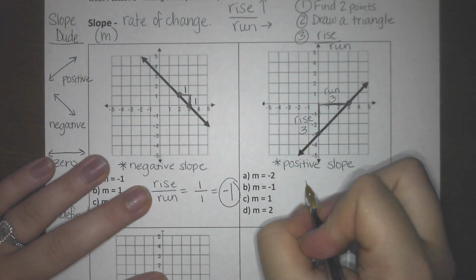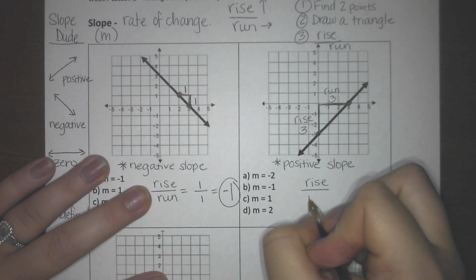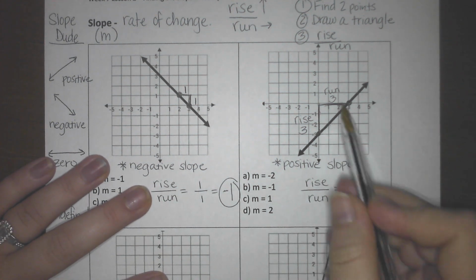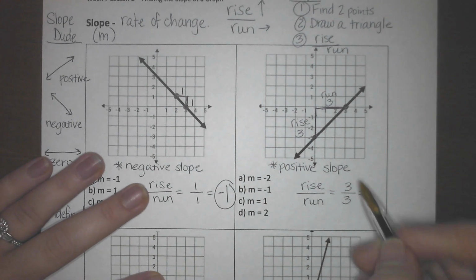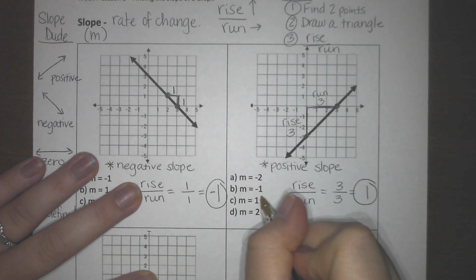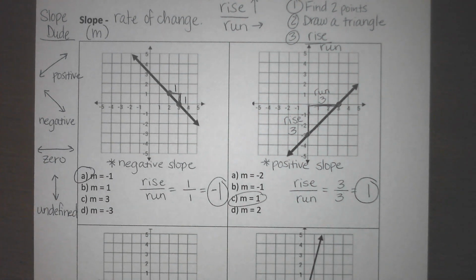So then I just want to go ahead and do rise over run, which is 3 over 3. And we know it's a positive slope, so I'm just going to leave it positive. 3 divided by 3 is 1. Positive 1. And it looks like C is my answer. M is positive 1.